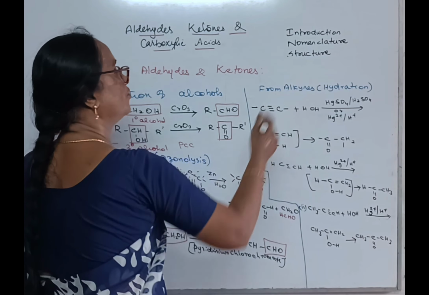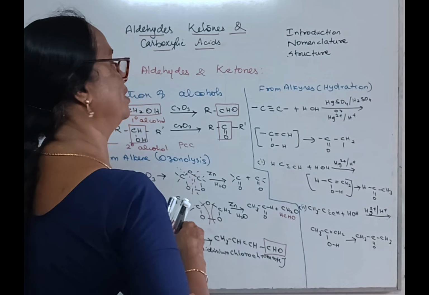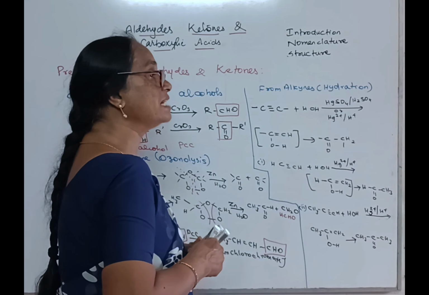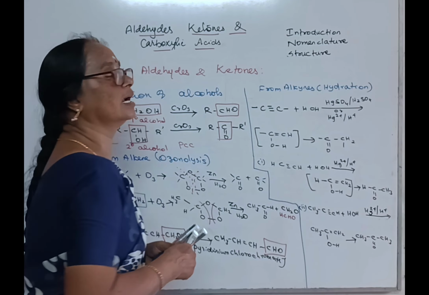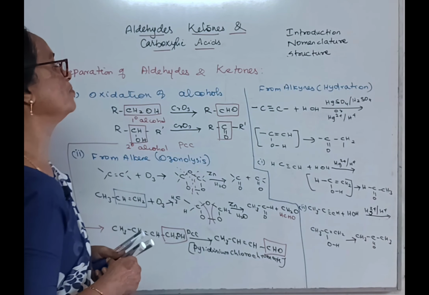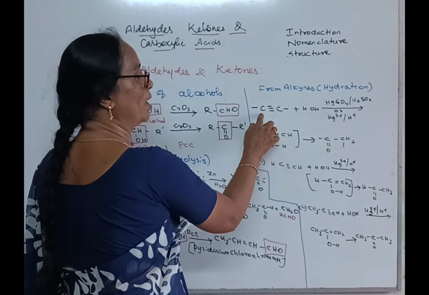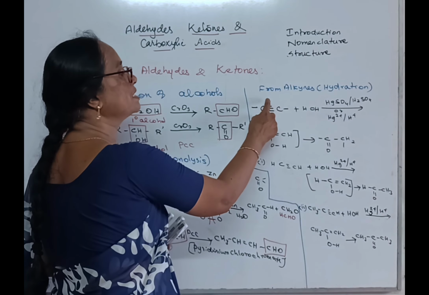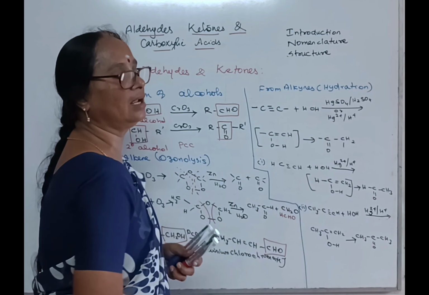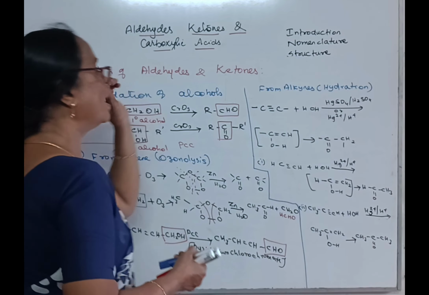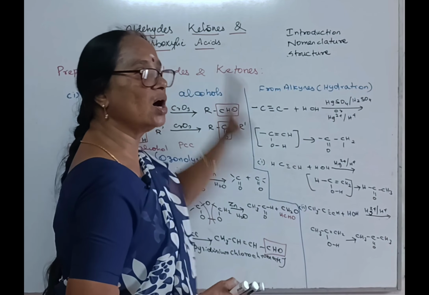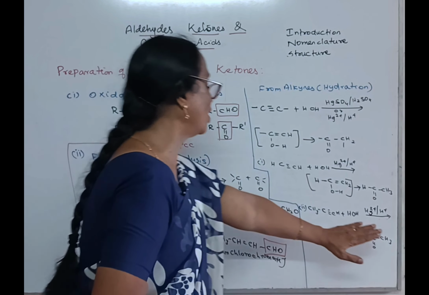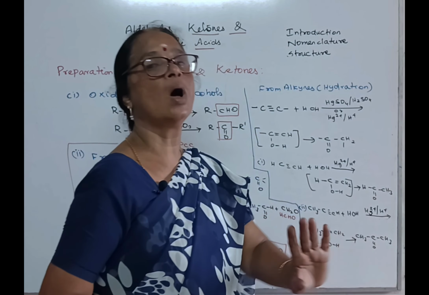The next one is from alkynes. We also studied alkynes. During the hydration of an alkyne, they form an enol, from which a carbonyl compound is formed. Here the C triple bond C also depends on whether it is symmetric or unsymmetric, and you will get different products. Only ethyne can give acetaldehyde, and all other alkynes will form only ketones. They do not give aldehydes.